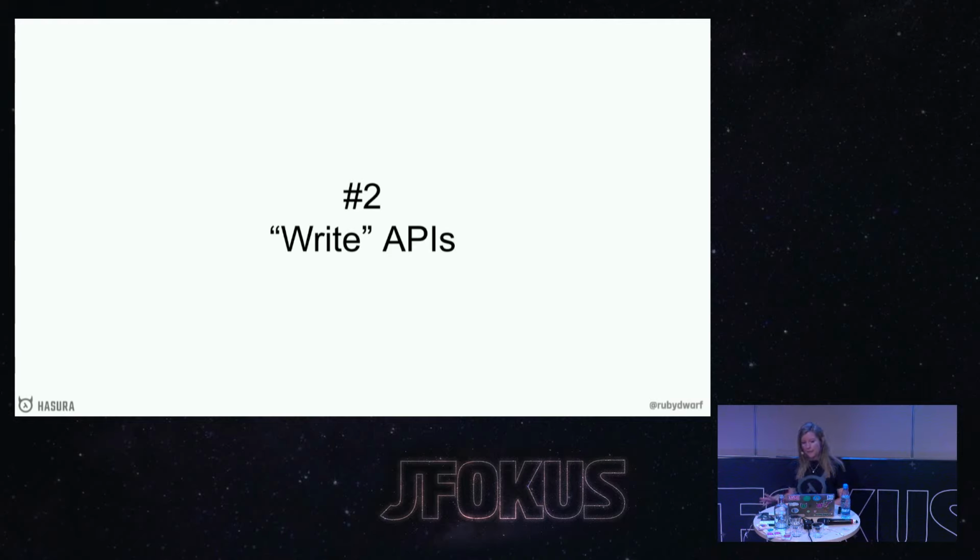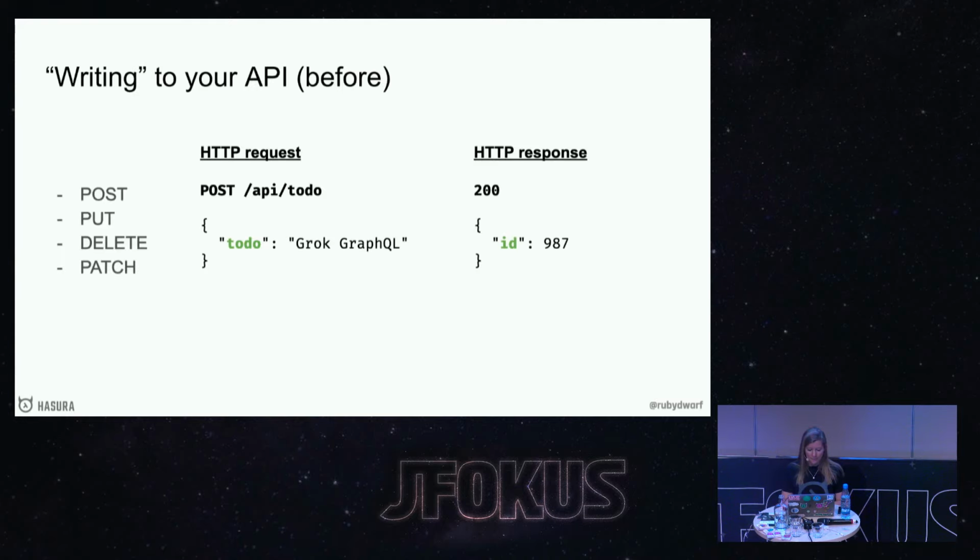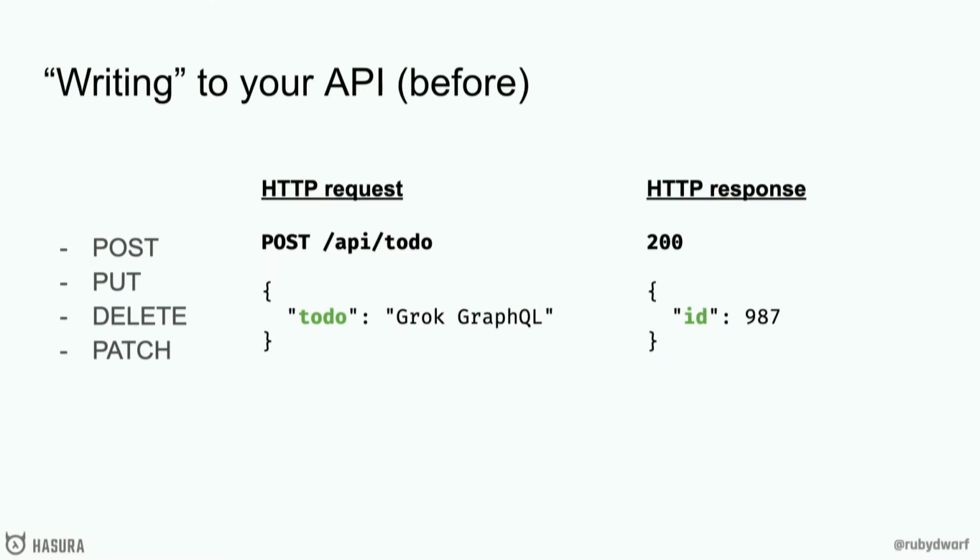And now we've seen how we can get data from the API and make queries. But at some point we want to write to the API. We want to insert new things. We want to update objects in our database. So before GraphQL, this is very typical. We have post, put, delete, and patch, how we can change things in the database. Then we say which method we want, in this case post, the endpoint, and we send the data and get a response.